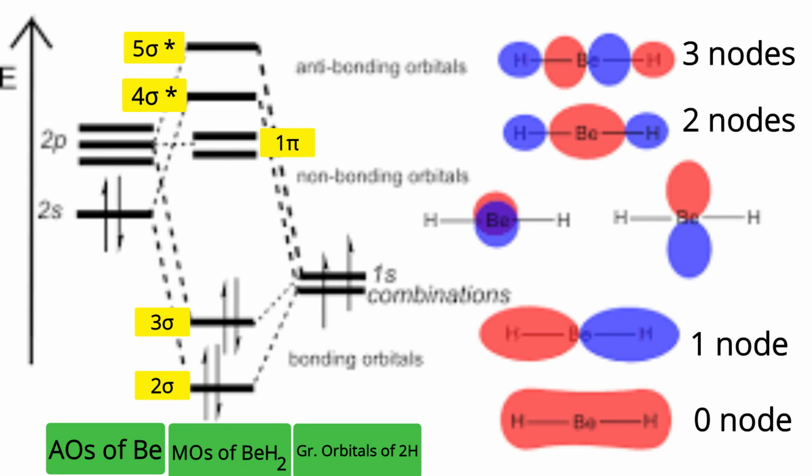Then come to the 4 sigma star orbital. How many nodes are there? Two nodes. For example, if I consider the two hydrogens positive, beryllium will be negative, and hydrogen positive. So the phase changes two times, so 2 nodal planes are there. For 3 sigma, only 1. For 4 sigma star, 2. Likewise, you will understand 5 sigma star has 3 nodes. And what is our rule? As the number of nodes increases, the energy increases. Therefore, the energy sequence is 2 sigma, 3 sigma, 4 sigma star and 5 sigma star.